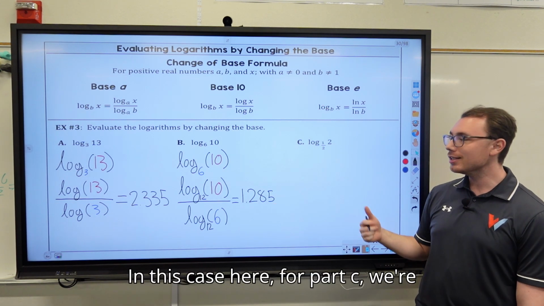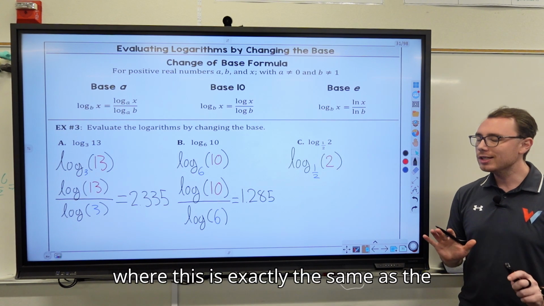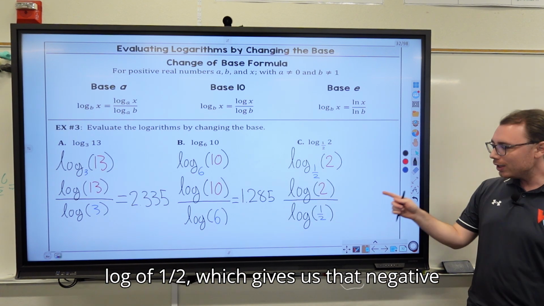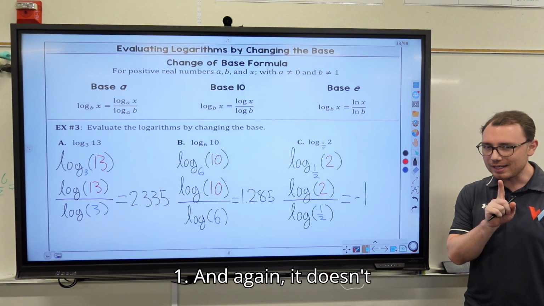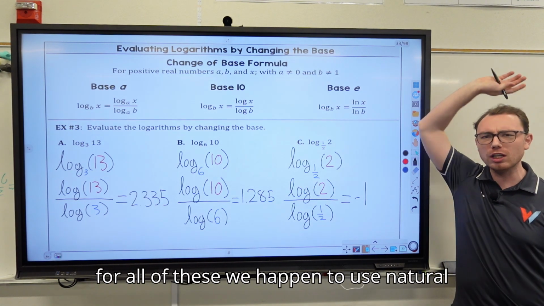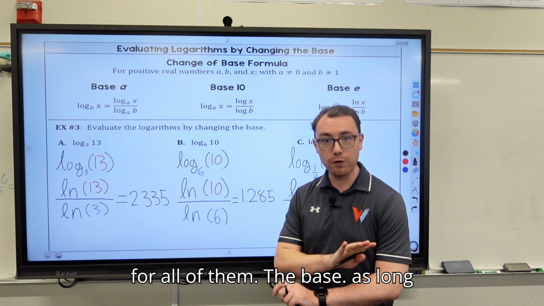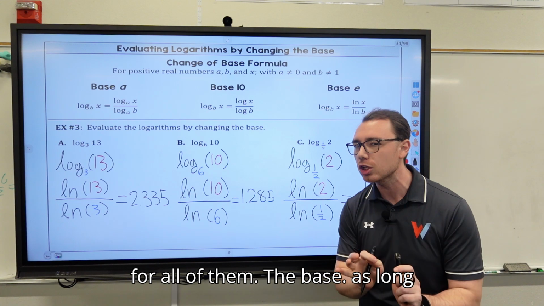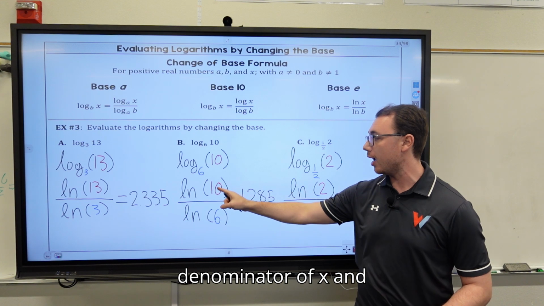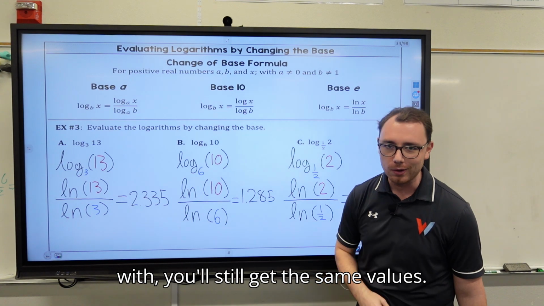In this case here, for part C, we're given log base 1/2 of 2, where this is exactly the same as the quotient of log of 2 and log of 1/2, which gives us that -1. And again, it doesn't matter what base we're using. Even if for all of these we happen to use natural log, we would still get the same value for all of them. As long as the base is the same in the numerator and the denominator, you'll still get the same values.